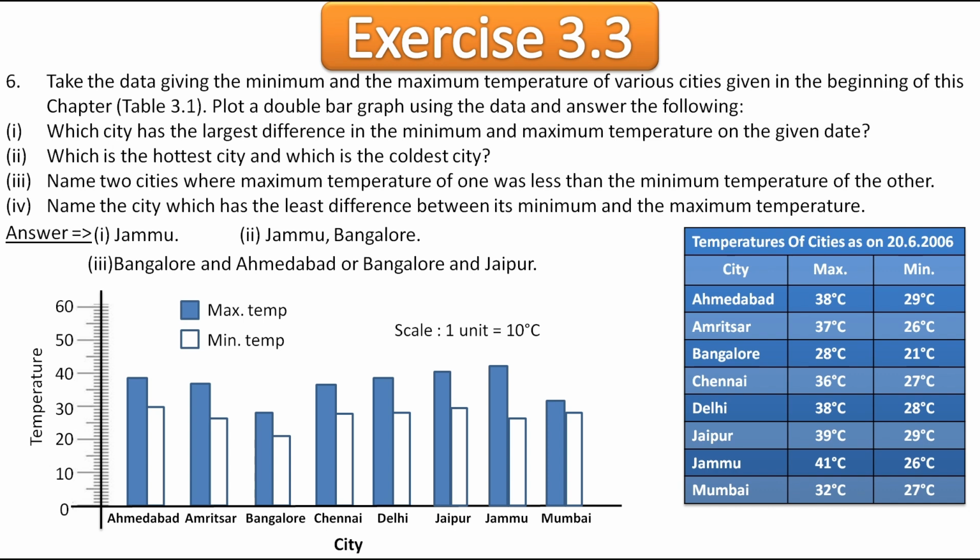Now the fourth question: name the city which has the least difference between its minimum and maximum temperature. It's Mumbai. See here, the difference is just 5 degrees centigrade. So here Exercise 3.3 ends.